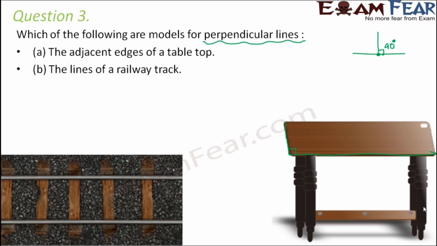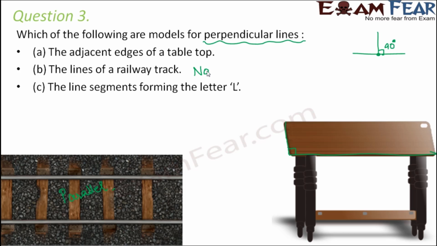The lines of a railway track. Well, when you talk about the lines, this is one line and this is another line, and these two lines do not seem to be intersecting each other. So these two lines are parallel to each other. So two parallel lines cannot be perpendicular to each other because they are not going to meet. And for two lines to be perpendicular, the first criteria is that the two lines should intersect, and that too at 90 degree. So therefore, the lines of a railway track are not models of perpendicular lines.